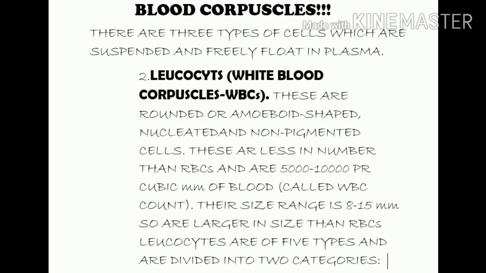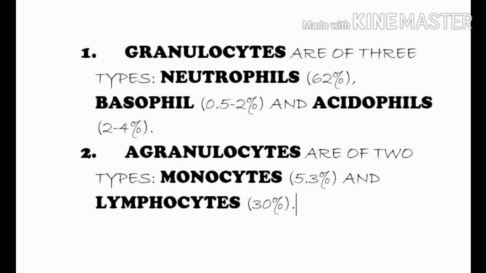Next is leukocytes, white blood corpuscles, WBCs. These are rounded and amoeboid shaped, nucleated and non-pigmented cells. These are less in number than RBCs, 5,000 to 10,000 per cubic mm of blood, called the WBC count. Their size ranges from 8 to 50 micrometers, so they are larger than RBCs. Leukocytes are of 5 types and are divided into 2 categories. Granulocytes are of 3 types: neutrophils 62%, basophils 0.5 to 2%, and acidophils 2 to 4%. And second, agranulocytes are of 2 types: monocytes 5.3% and lymphocytes 30%.